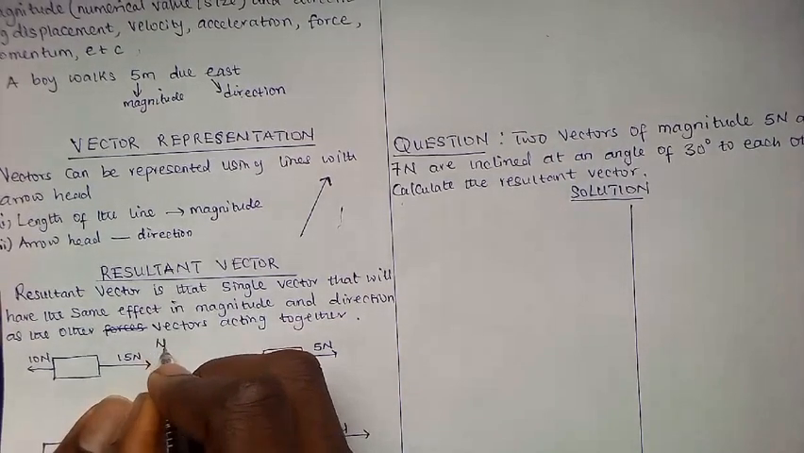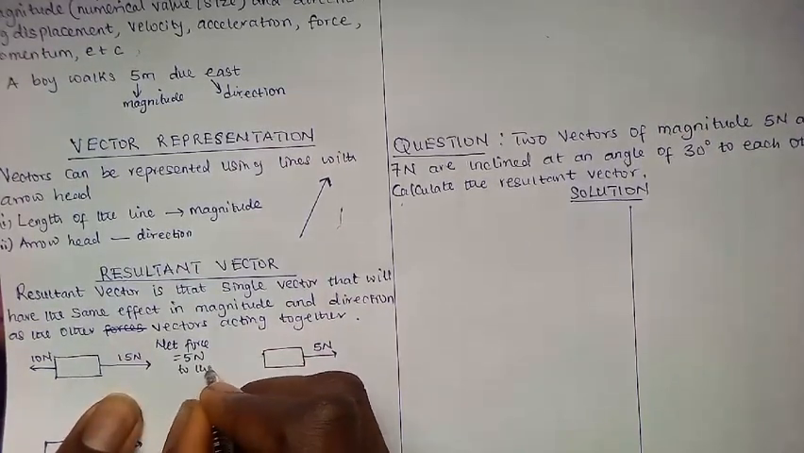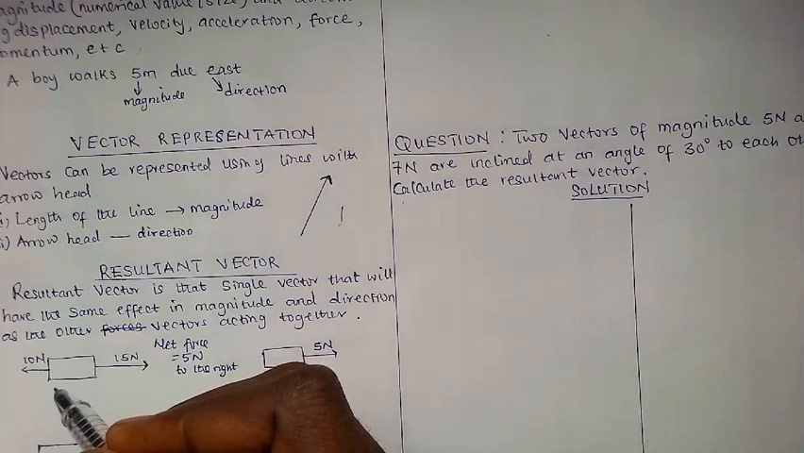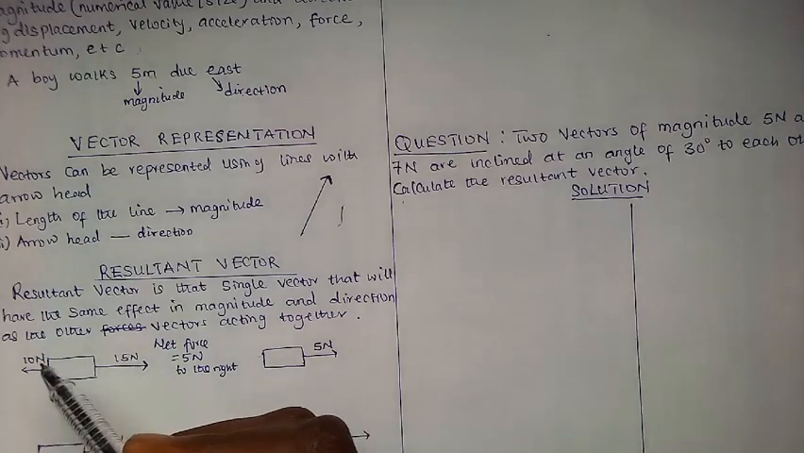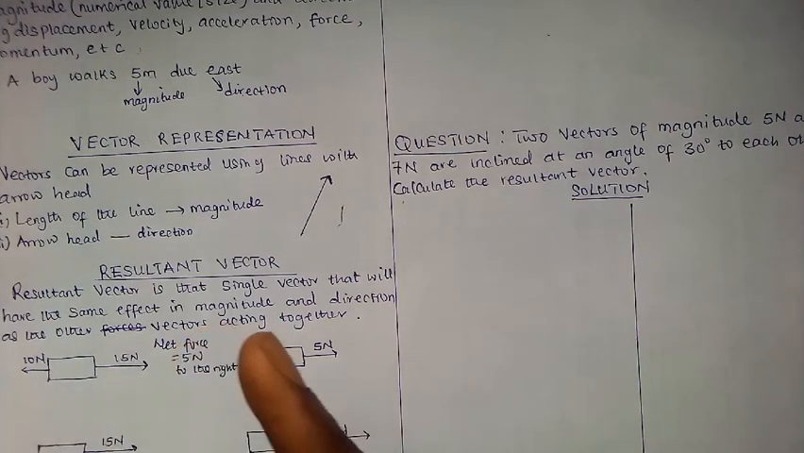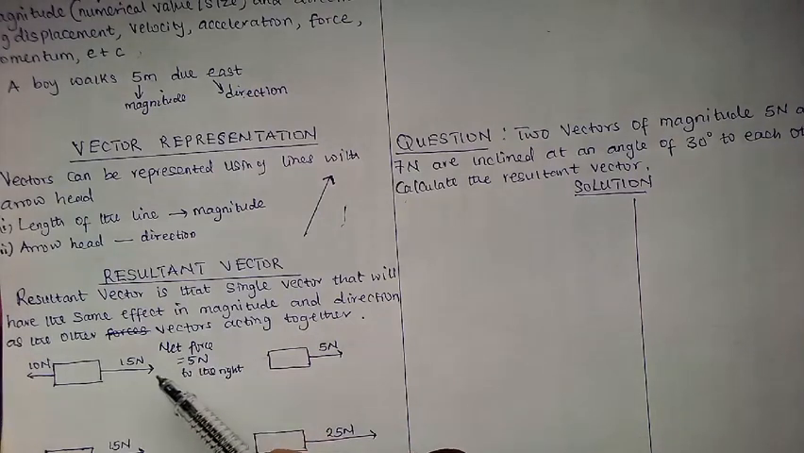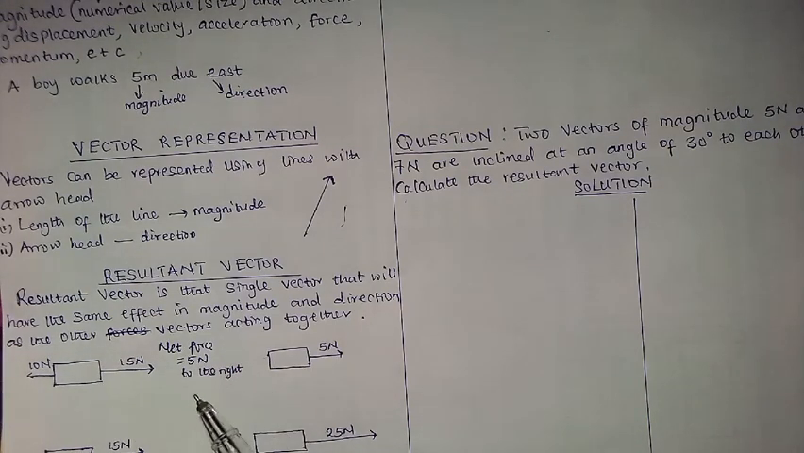So the net force is going to be 5 Newton to the right. This net force acting on the object is what we call the resultant force. Now let's say we want to replace these two forces with a single force that will also give me this same 5 Newton and also move the object to the right. That force that will move the object with the same magnitude of 5 Newton and to the right is what we call the resultant force, or in this case the resultant vector, and which is simply this.